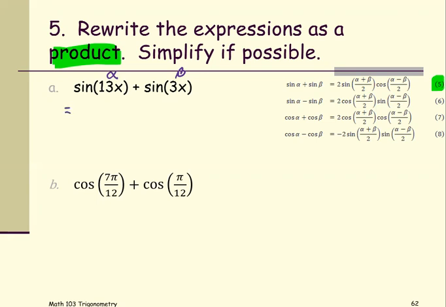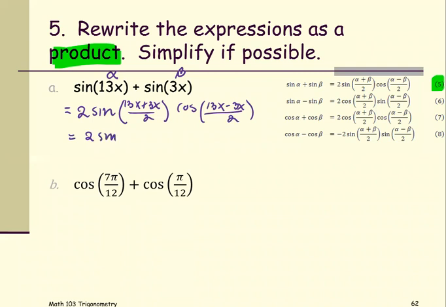and rewrite this as the product to get 2 multiplied by sine of a half of the sum, which is 13x plus 3x divided by 2, multiplied by cosine of a half of the difference, alpha 13x minus beta, which is 3x, divided by 2. Simplify as much as we can.